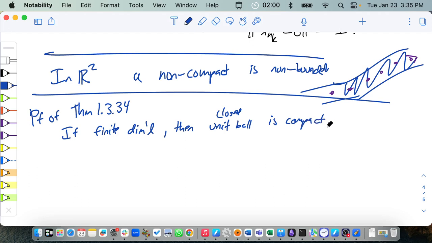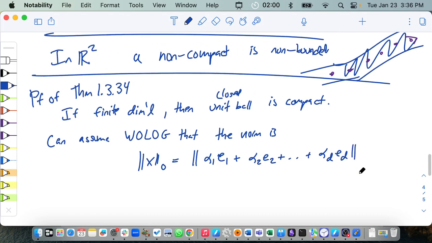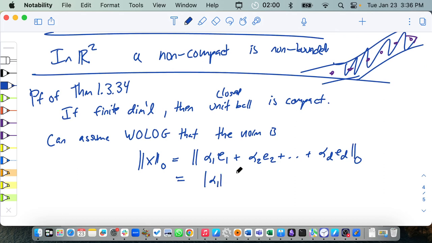The proof is: if it's finite dimensional, we know that all the norms are equivalent, and they are equivalent to the norm that we looked at last class. So without loss of generality, the norm is the norm we did last class, which we call the zero norm. You write x as a linear combination of the special set we called E. So you have some basis E1, E2, and so on. You write alpha 1 E1 and so on, all the way to alpha D ED, where D is the dimension of the space. And the norm is the sum of the coefficients, alpha 1 plus all the way up to alpha D. That is the definition of the norm.